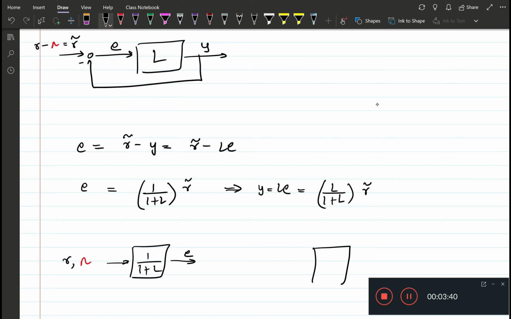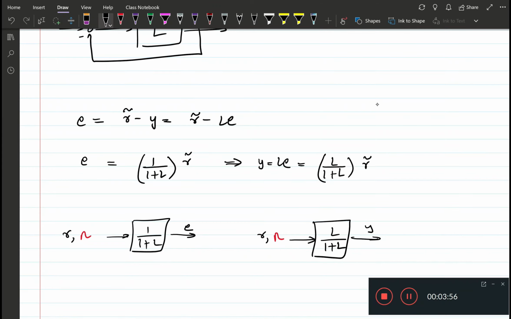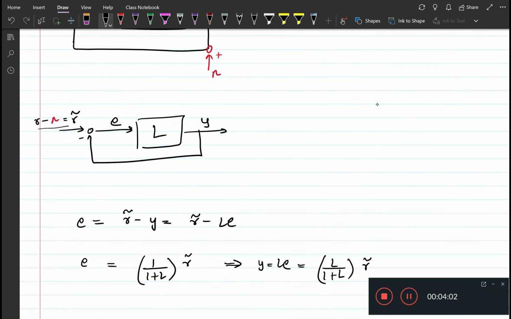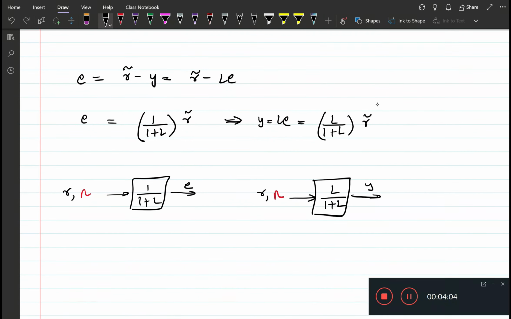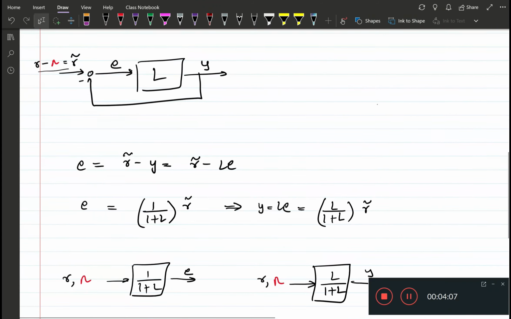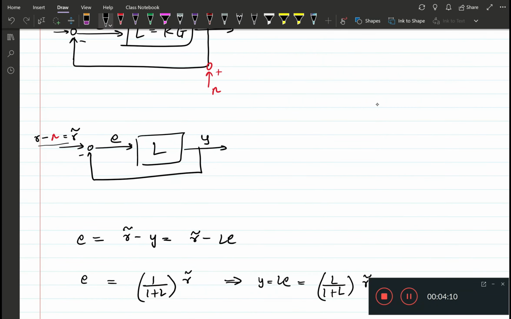So what we have is the transfer function from R or N to Y is L over 1 plus L, and that's again because R tilde is composed of R and N here. So the transfer function from R and N to Y is this one. Note that we have this negative sign here. That's really not that vital, because the noise can simply be negative or positive, so that's just arbitrary.